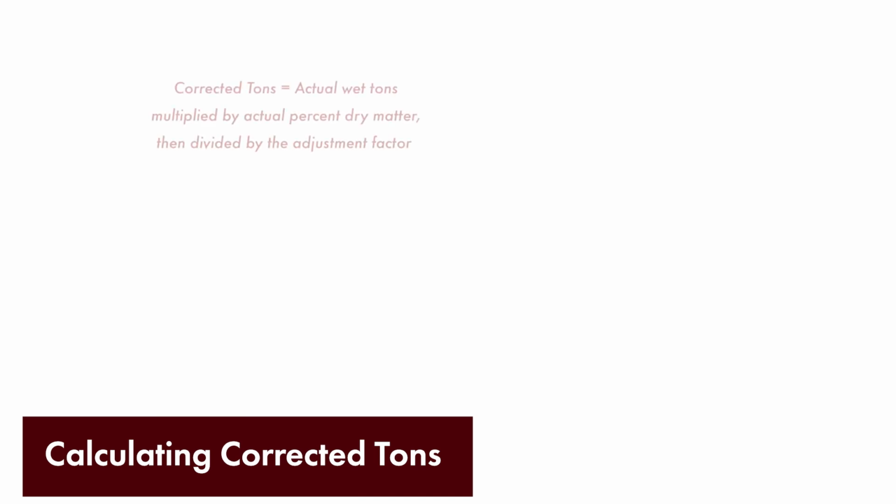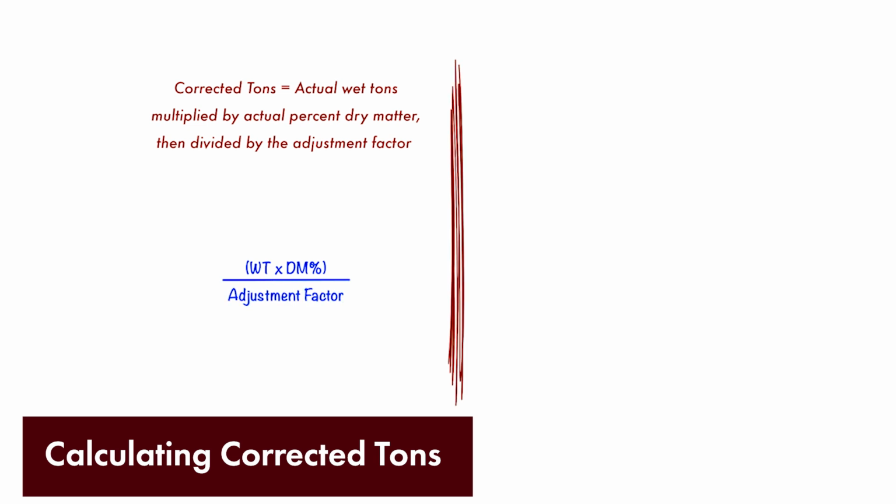Corrected tons are determined by the tons as is coming in, multiplied by the actual dry matter percentage of the feed. Then it is divided by the adjustment factor.